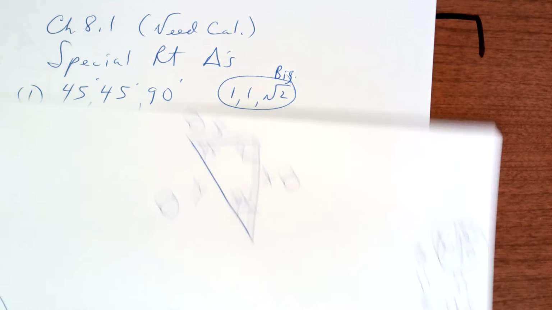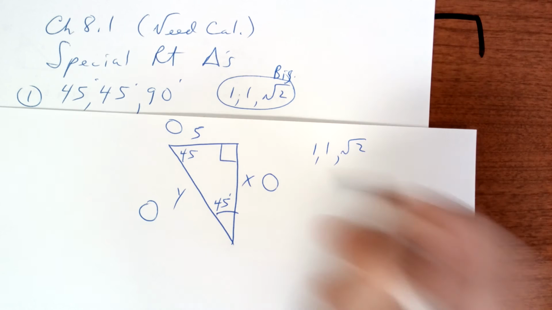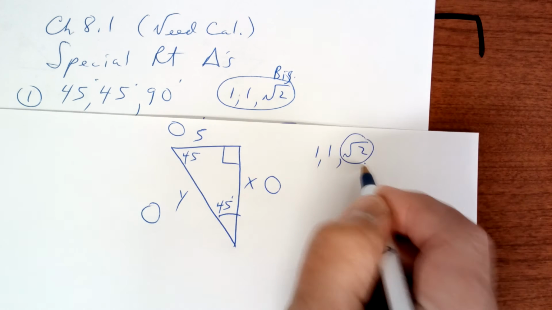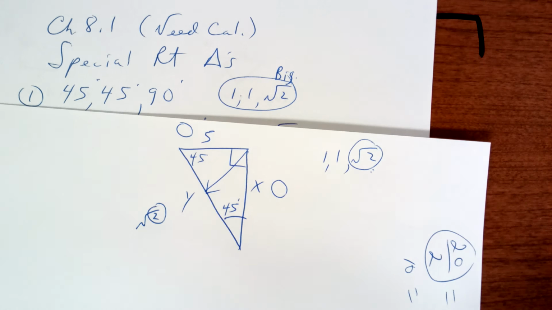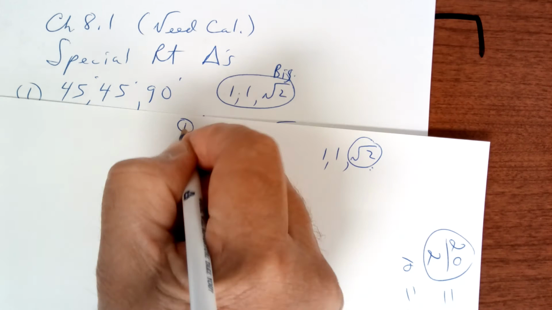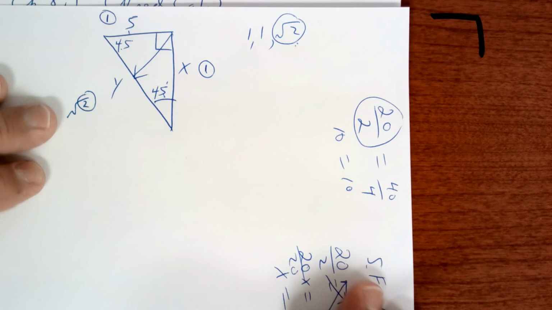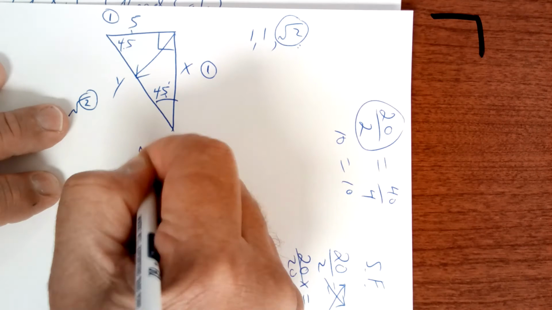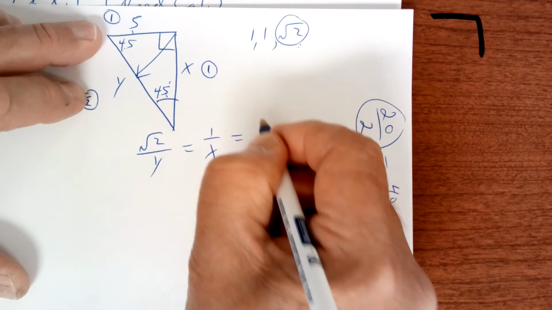Now, what did you have to memorize for this one? Right here. 1, 1, square root of 2. Which one's the big one? That's the big one. So across from the 90, we'll go the square root of 2. Across from the 45, we'll go the 1. Across from the 45, we'll go to 1. And then you put your circles at the top. So square root of 2 over y is equal to 1 over x is equal to 1 over 5.